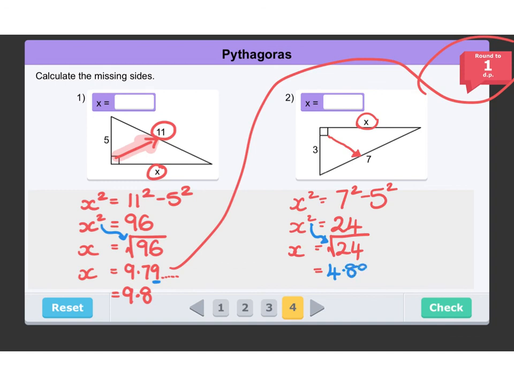Point 89, another 9. Do you round up or down for a 9? You round up for a 9, so 4.8 becomes 4.9. Okay, so there's a few examples to help you with the ones where it is a smaller side that you're working out.